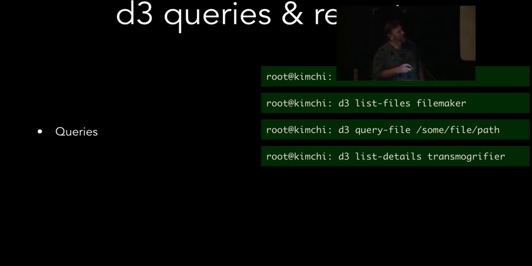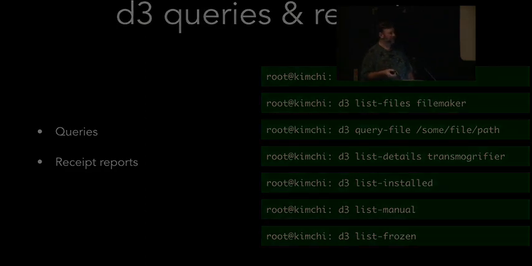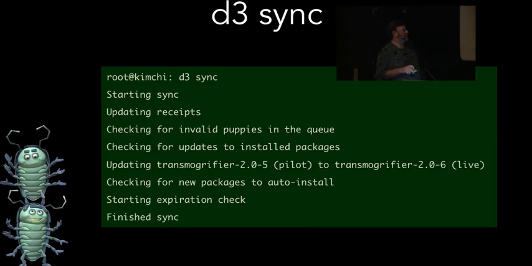You can say, hey, what are all the files that get installed by this package? You can say, hey, what package installs this file, or what package is if you've got several. And you can just get a nice little list out of all the details of a single package. You can also say, hey, what's installed on this machine, what's manually installed on this machine. Manually installed means some admin said D3 install blah, as opposed to it automatically getting installed because of the scope. And what's frozen on this machine.